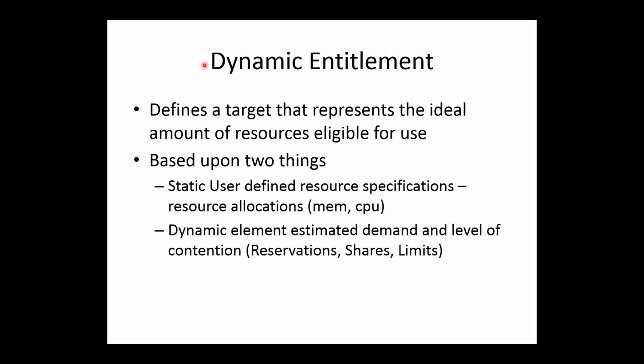So I'm going to translate that. That is the memory and CPU that you allocate to a VM. Okay? So if you say it has 1 gig of RAM and 1 vCPU, then your user-defined resources, your static-defined resources, is 1 and 1 there. And then there's a dynamic element estimate, and that's based on the level of contention. So we're going to talk a little bit about how that's generated, but there is things, reservation, shares, and limits.